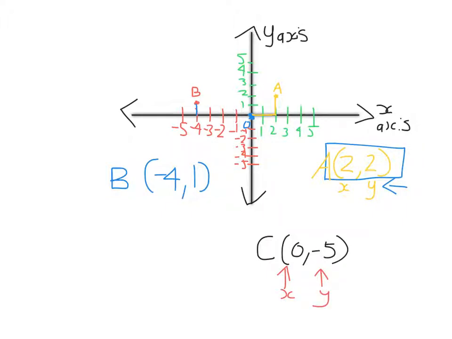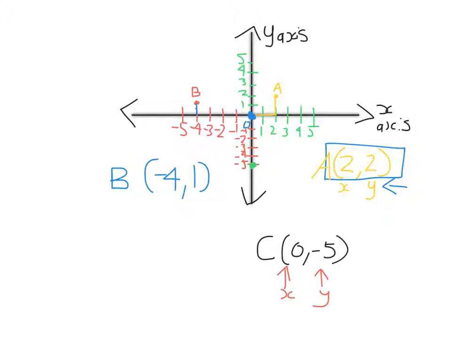So to plot this, I go to the origin, (0, 0). Okay, so the x value is 0. So that means I don't go across at all. I stay where I am. The y value is -5. So I go down to a y value of -5, which is here.